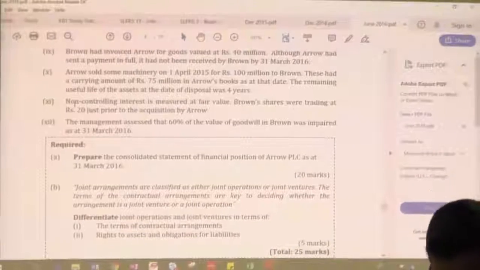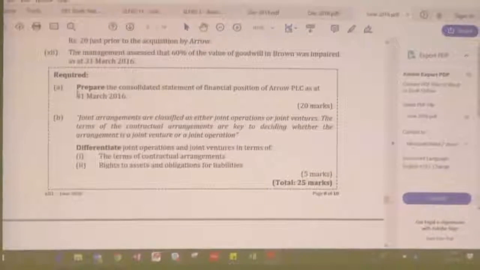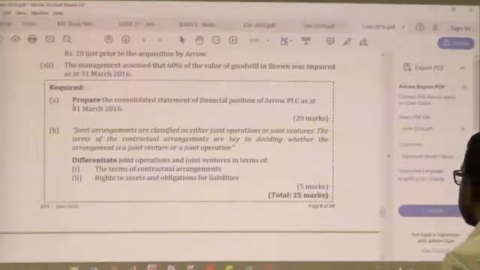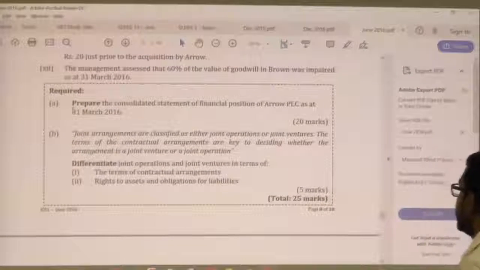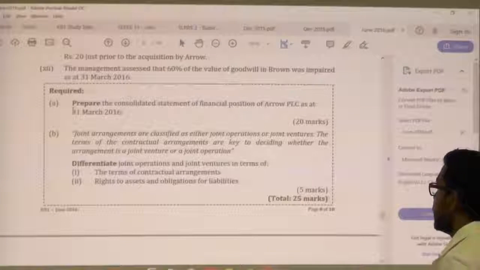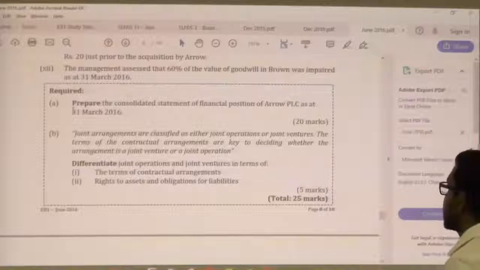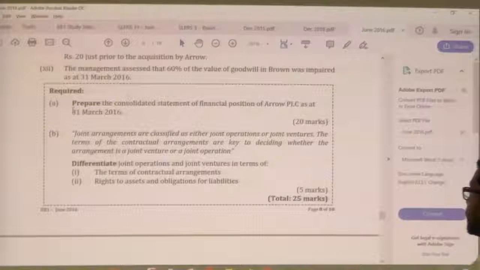Read this question. This is question number 6 of your June 2016 paper, and part B of that. Joint arrangements are classified either as joint operation or joint venture, right? Joint operation or joint venture. The terms of the contractual arrangements are key to deciding whether the arrangement is a joint venture or joint operation.